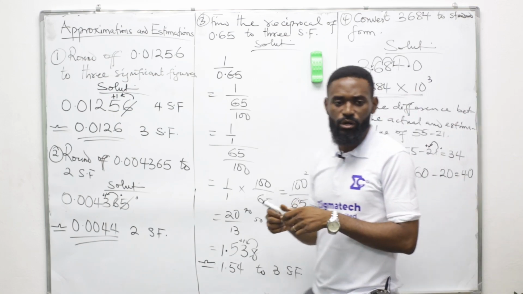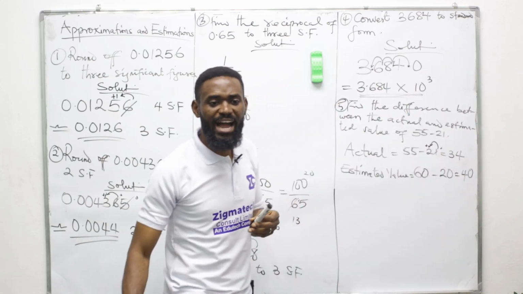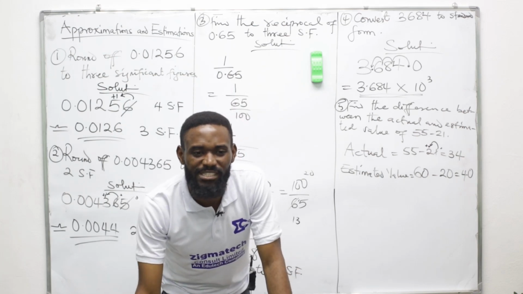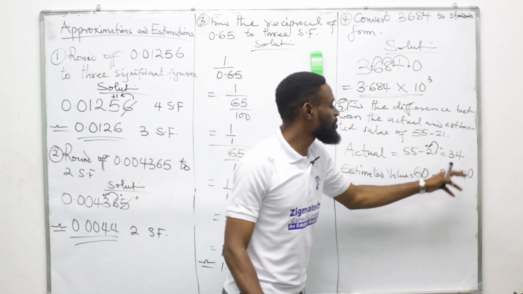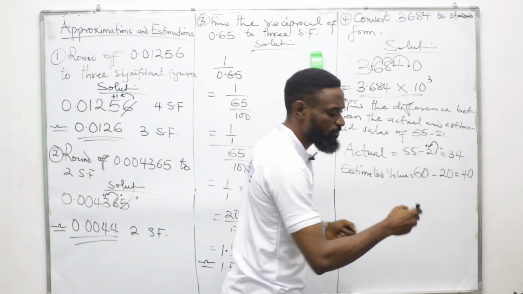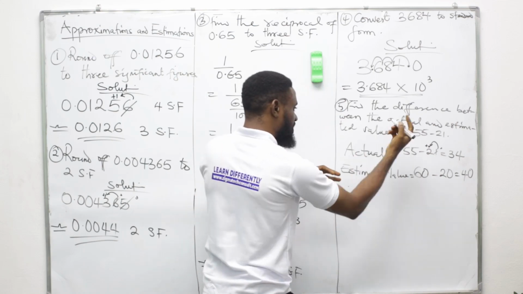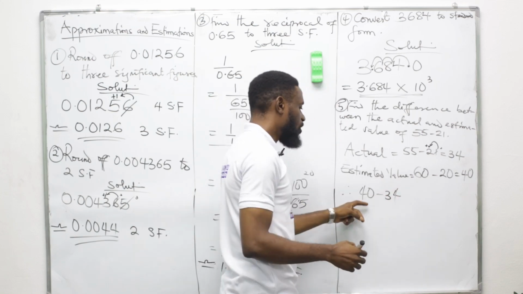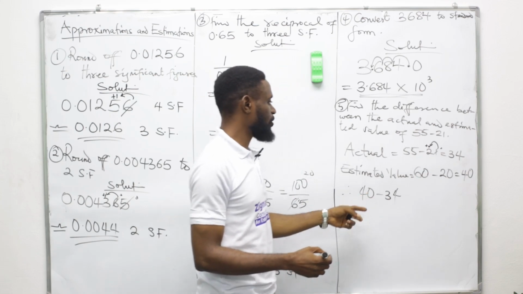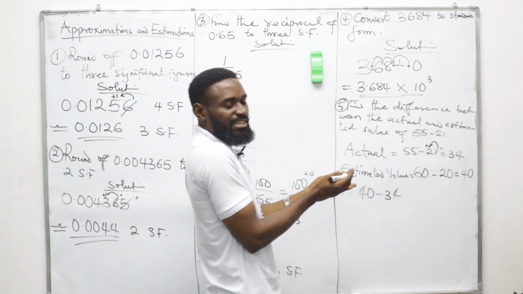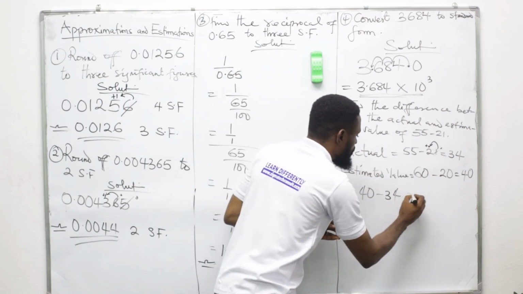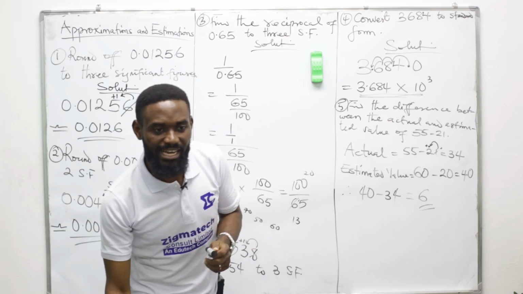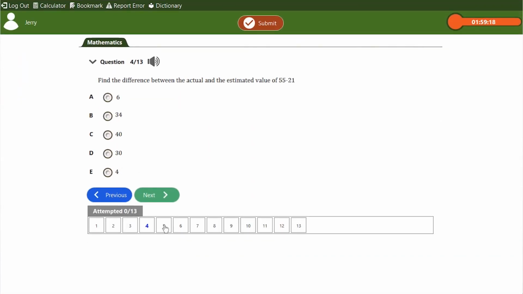Do you get the point now? So the question is, we should find the difference between the actual and the estimated value of this and this. So the difference is now 40 minus 34, 40, which is the estimated value, minus 34, which is the actual value. The difference between these two will give us 6. So the correct answer there is option A. All right, so that is what to do there.